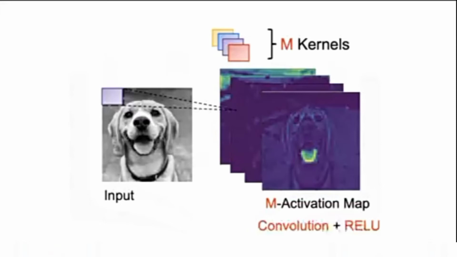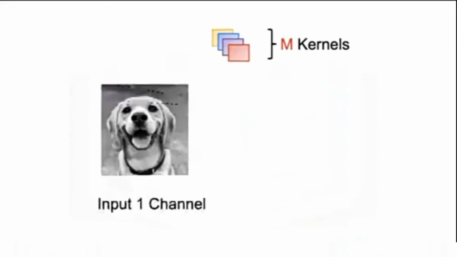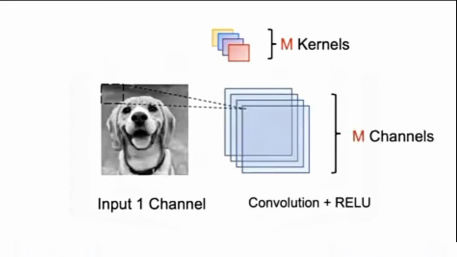Generally, we'll use clear squares to represent the feature or activation maps. A grayscale image can be seen as a one-channel input. If we have M kernels, each feature map will be a channel. Therefore, we will have M output channels.